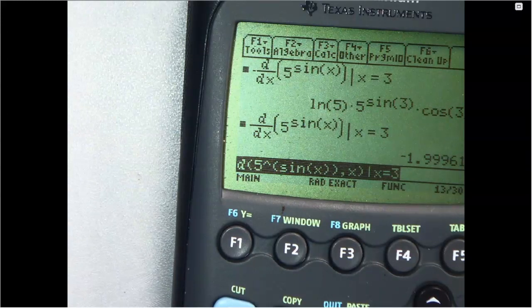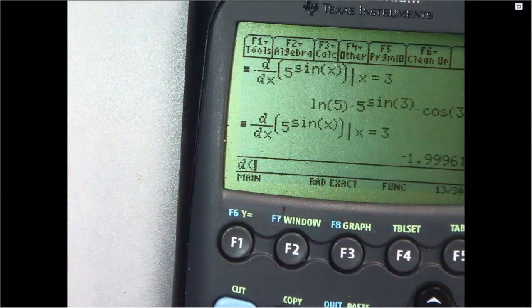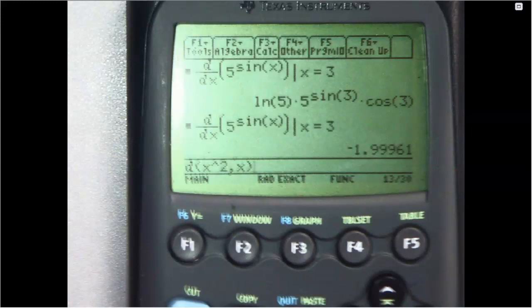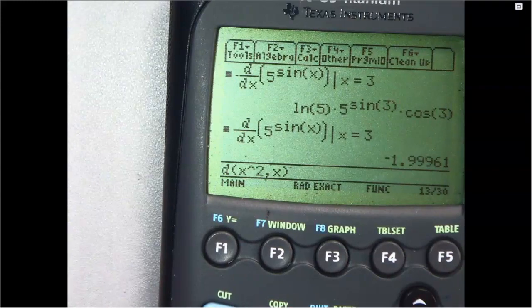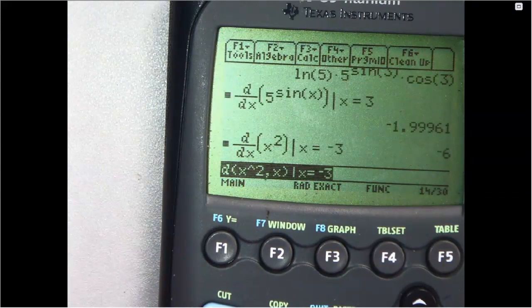So I'll have you practice again, but you're doing the derivative of x squared, so F3 for calculus, differentiate x to the second, comma x. If I stop there, what would the calculator tell me? 2x. But that's too hard for me to do. I can't plug negative 3 into that, so I'm going to make the calculator do it. And it'll tell me negative 6. Fair enough? I changed it to negative 3 to make it even more complex, you know? Yeah. Awesome.